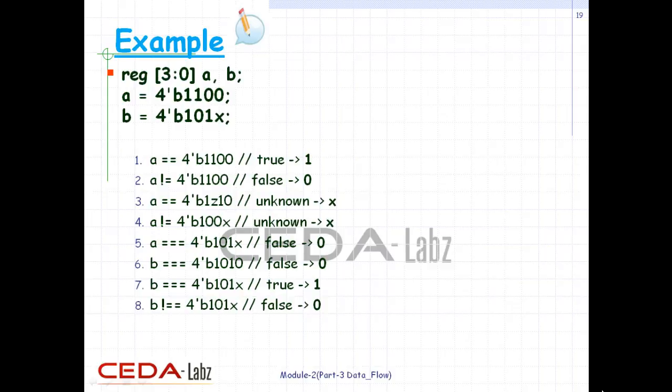In the fifth example, we are using the case equality operator. As we see, it consists of an unknown bit, but the result is not an X. It is 0. Why? Because of the case equality operator. It can compare X and Z bits too, and here, the first and third bit do not match. Similarly, in the sixth example, the result is 0 because the first bit does not match. Similar is the case of the seventh and eighth example.